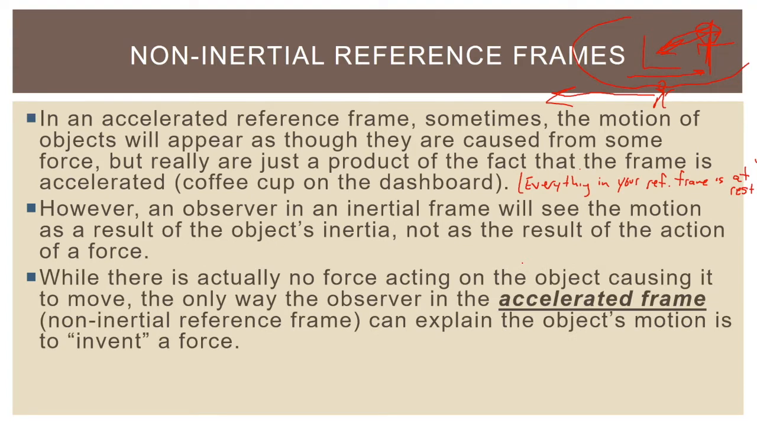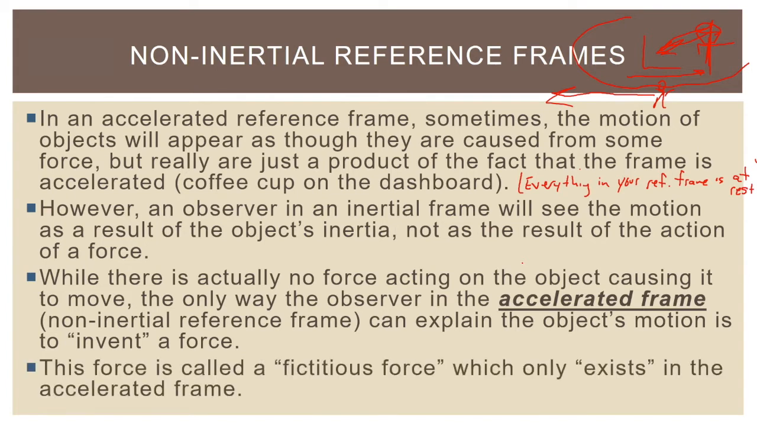And so what we're getting at here is that while there is actually no force acting on the object, causing it to move, the only way the observer in the accelerated frame, or in the non-inertial reference frame, can explain the object's motion is essentially to invent a force. It's to say, well, there must have been some force acting on it because otherwise physics is broken. The thing wasn't moving and now all of a sudden it is. And these invented forces are called fictitious forces. And that's true because they only exist in the accelerated reference frame.